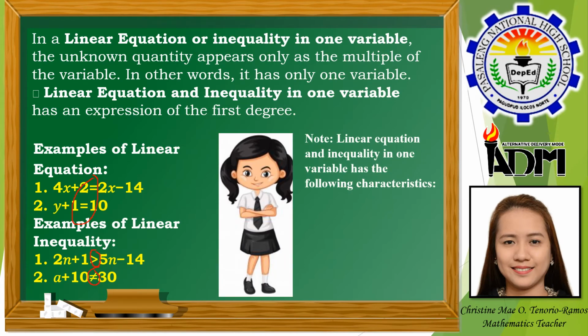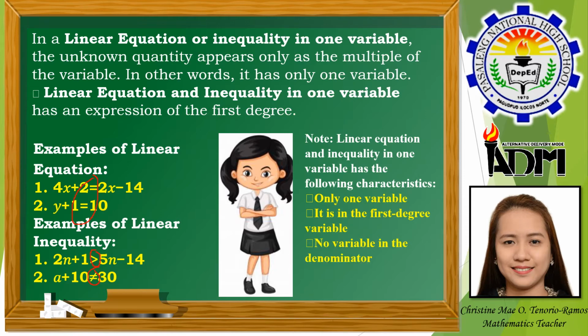And let's take note that linear equation and inequality in one variable has these characteristics. Number one, only one variable. So, paulit-ulit, isa lang ang gagamitin nating letter or shape. Number two, it is in the first degree variable. So, usually, wala kayong makikitang exponent ng variable. Ibig sabihin niyan, ang degree niya ay 1. Hindi kasi sinusulat yung exponent na 1. That is always considered as 1 na kapag nakakita ka na ng variable.